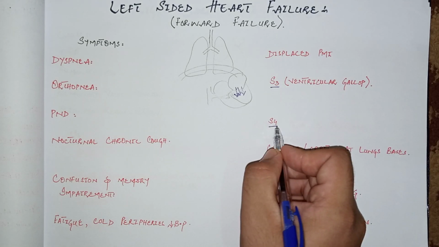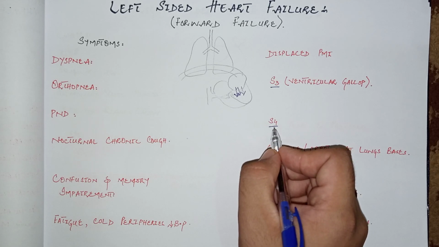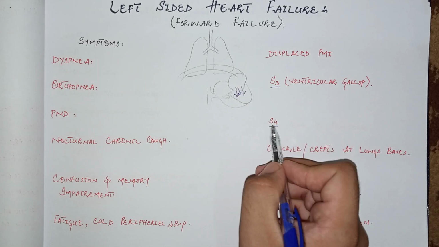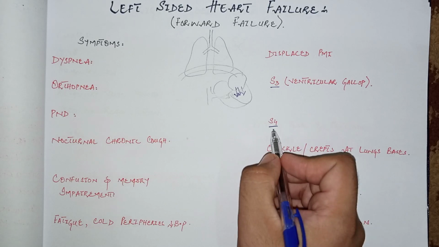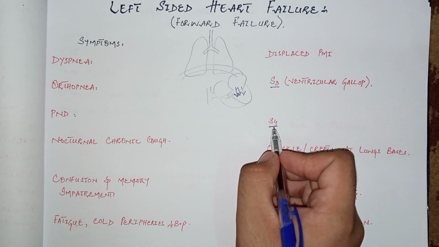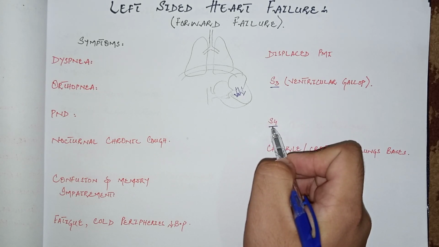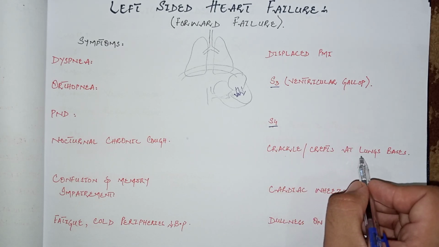And this S4 is best heard at the left sternal border. It is because of atrial systole. When the atria contract against the stiffened ventricles, the S4 sound is produced. It is called atrial gallop, and it is best heard by the bell of the stethoscope at the left sternal border. So S3 plus S4, if heard by the stethoscope, are important signs of heart failure.